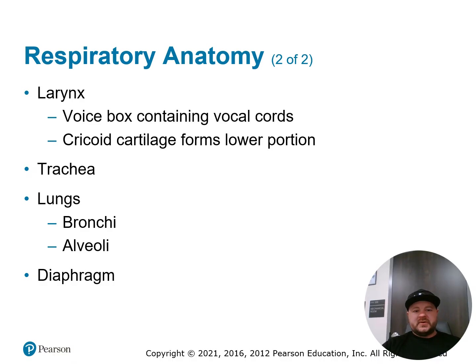So through the trachea, we have our lungs. There will be a picture here in a minute. So our lungs contain bronchi and alveoli. Then the diaphragm is a muscle toward the bottom of our rib cage that is a key player in the respiratory anatomy.